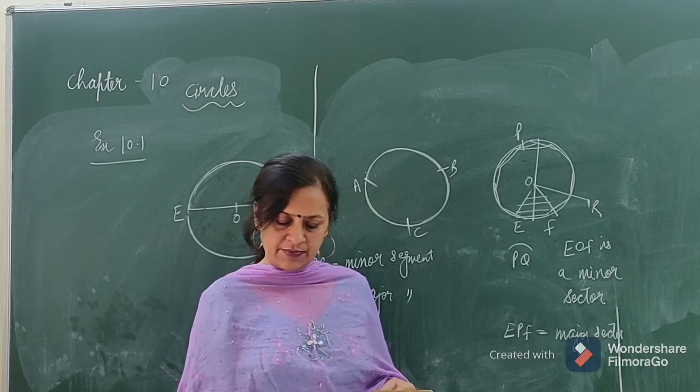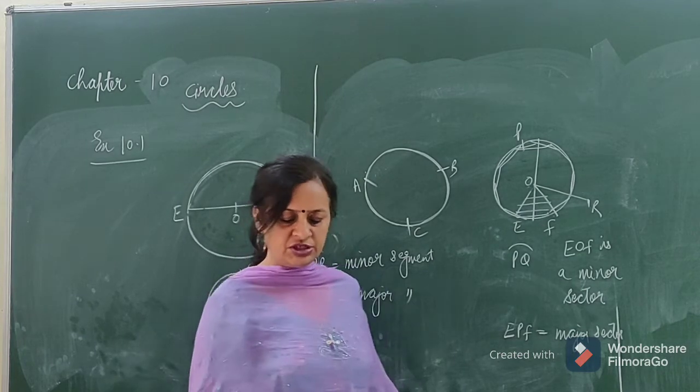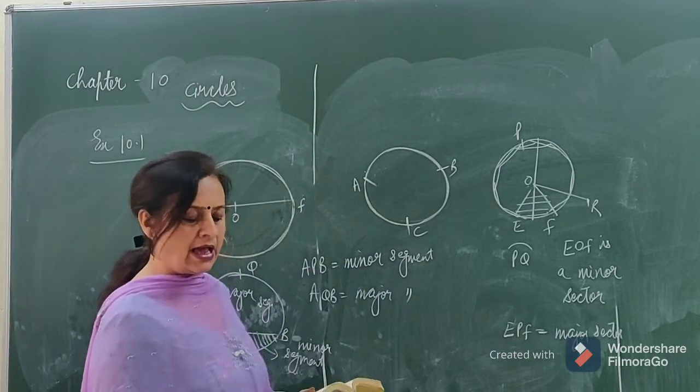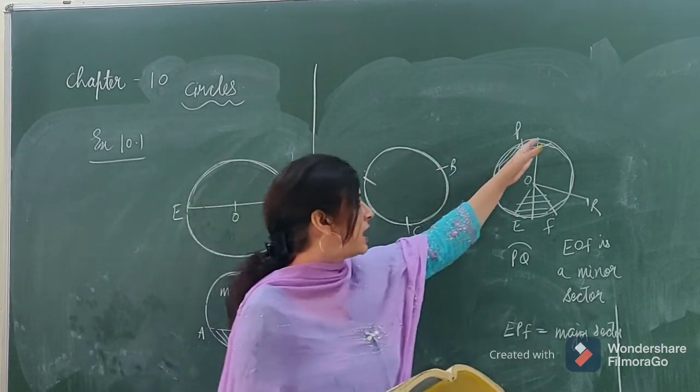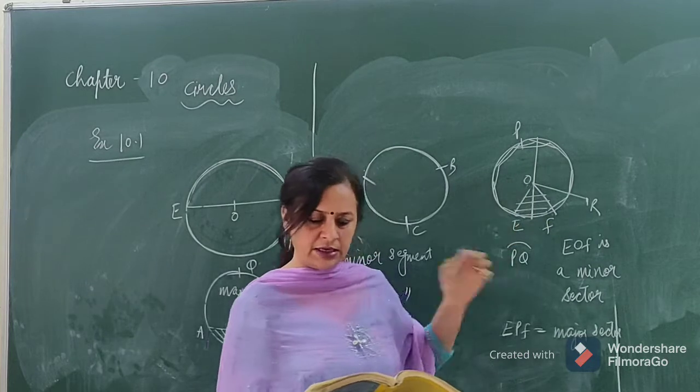The fourth point says a chord of a circle which is twice as long as its radius is a diameter. Absolutely right. What is the diameter? The diameter is always double the radius.